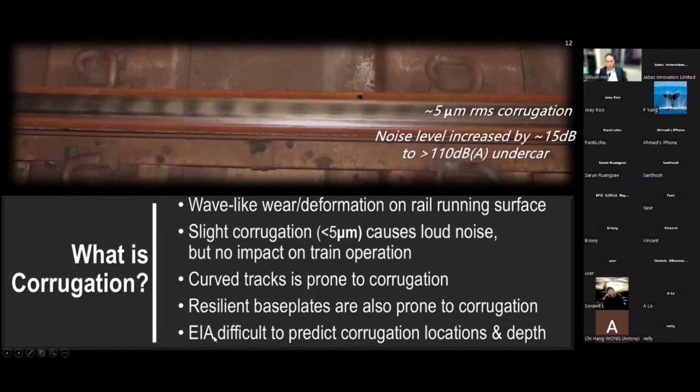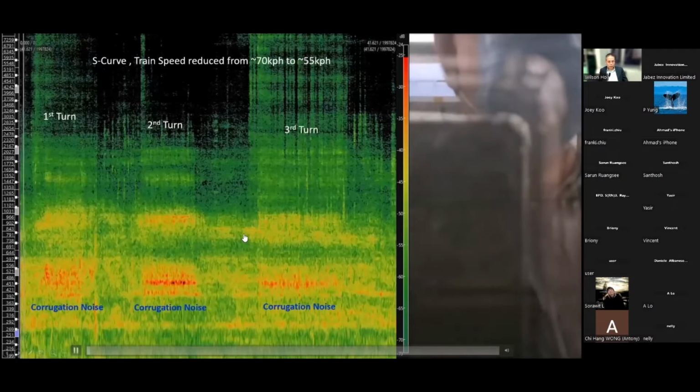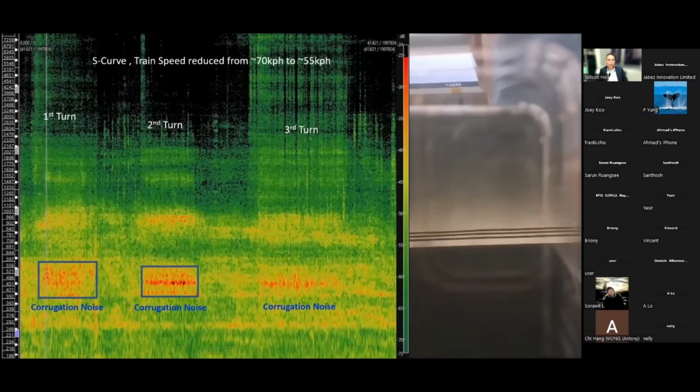Environmental impact assessments are normally unable to predict the corrugation location and depth. In most EIAs, they assume that corrugation would not develop too much. They allow a few dB, maybe 3 or 5 dB, as a corrugation correction factor. Okay, this case we already played last time.